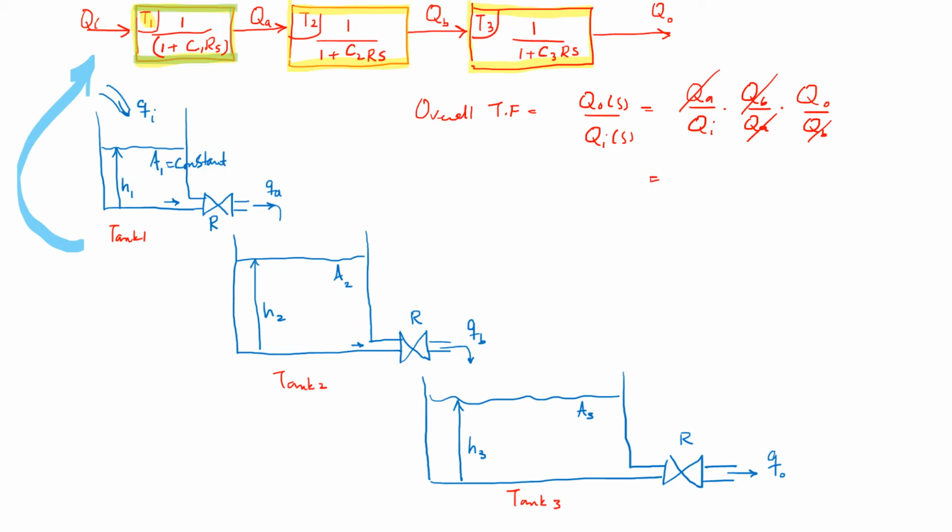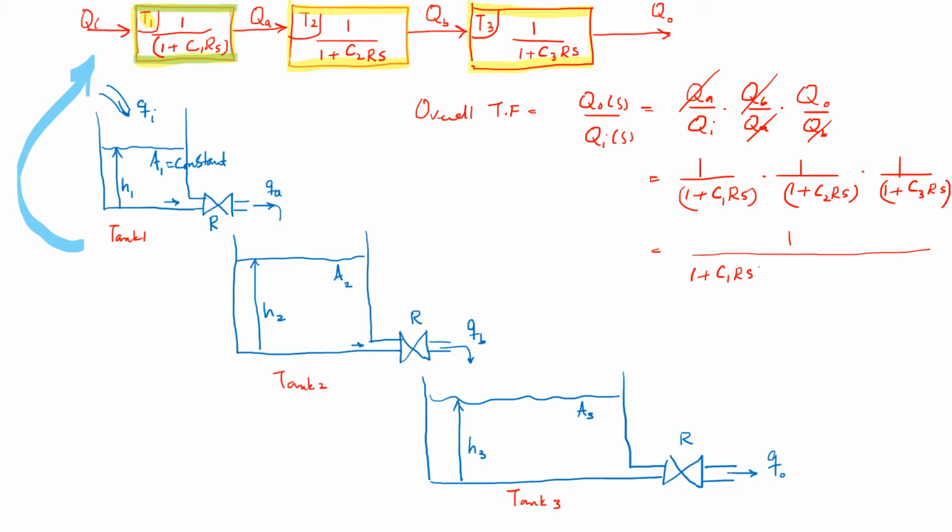But obviously you are now going to make use of the individual expressions, which is going to be 1 over 1 plus C1 R into S, multiplied with 1 over 1 plus C2 R into S, multiplied with 1 over 1 plus C3 R into S. So this is going to be your overall transfer function, which is written in this form: 1 over 1 plus C1 R into S, times 1 plus C2 R into S, times 1 plus C3 R into S. So this is going to be the overall transfer function Q of S over Qi of S.